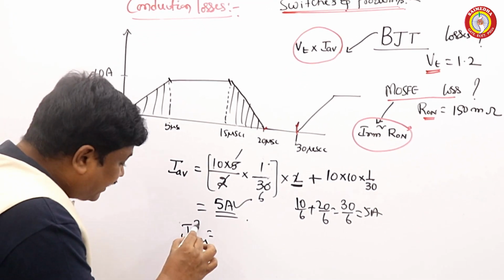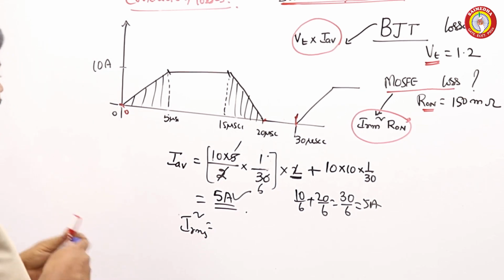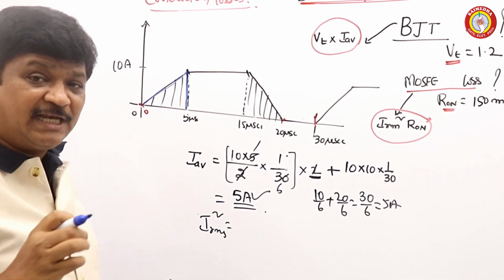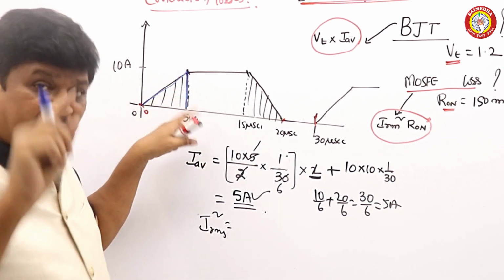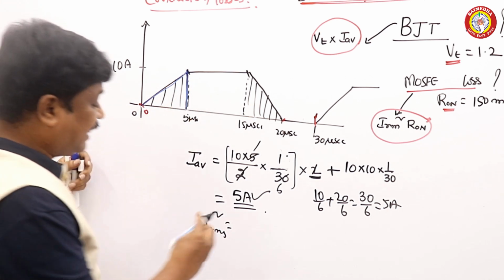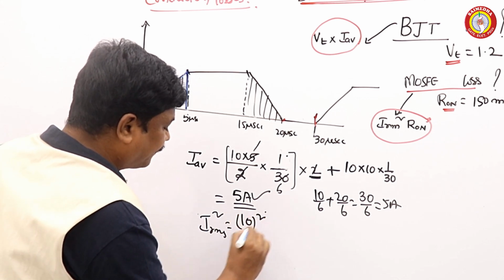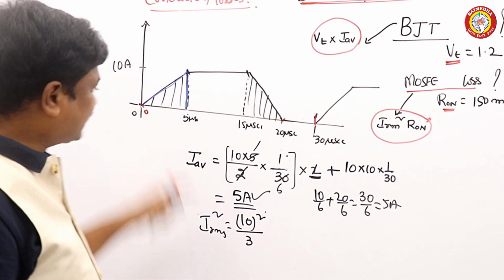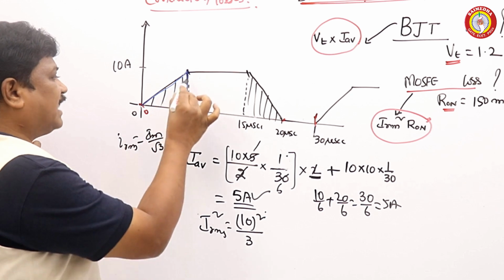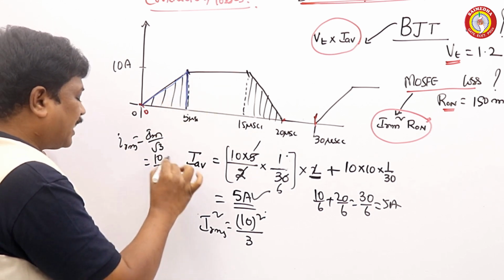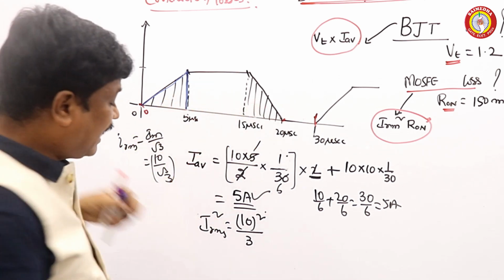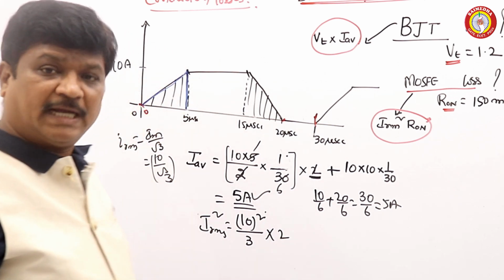I hope we can take the RMS square directly. What is this one? It is a ramp signal. What is the RMS value for a ramp signal? Vm by root 3, Im by root 3 we have to use. I am taking the square here, so I can write 10 square by 3, because IRMS is Im by root 3. What is your Im? 10 by root 3. But what I am writing here is IRMS square. This wave and this wave are the same, hence I can multiply with 2.